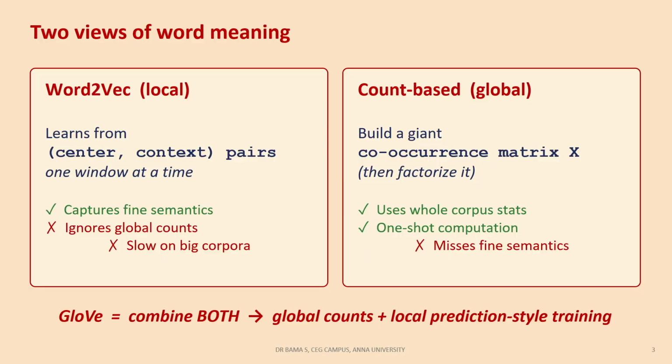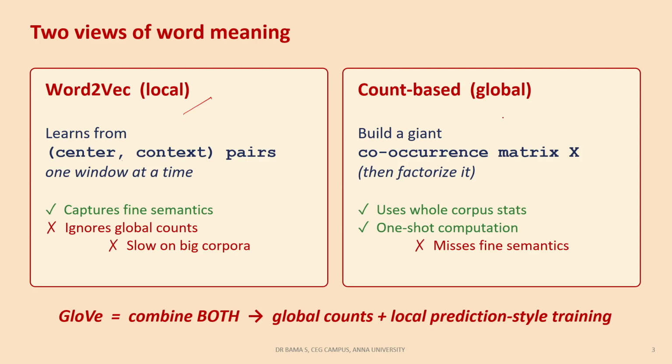In this session it would be the other way around, where we'll be seeing the entire corpus structure in order to get how the words coherently look at each other. So word2vec is local: it learns from the center and context words, one window at a time, and it captures fine semantics, but it ignores the global counts, and it is slow on big corpora because we are going window by window.